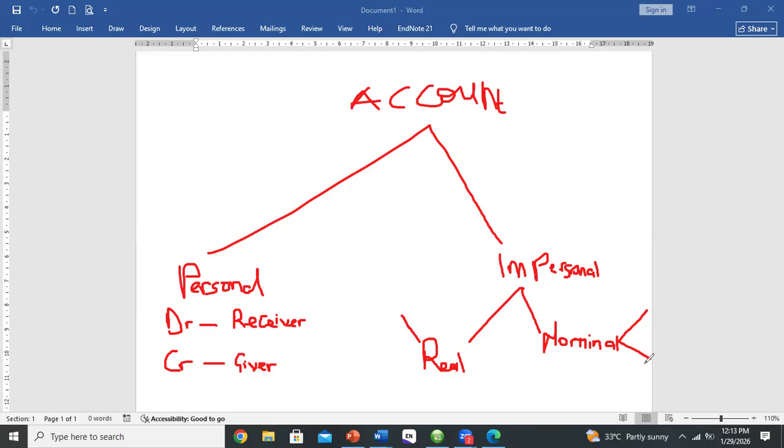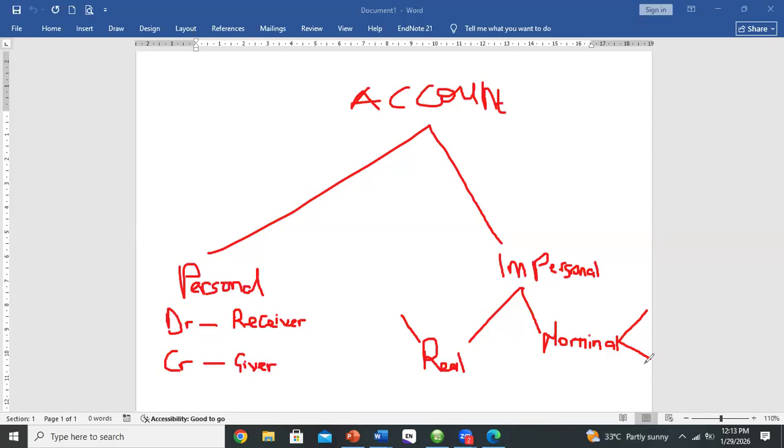So when they give you the transaction, you can analyze using the type of account. You check, is there a person in this? Is there a real item here, or is it a nominal item? And then you do the analysis. If it's a nominal item, you ask yourself, is it an expense or an income? If it's an expense, you debit. If it's an income, you credit.